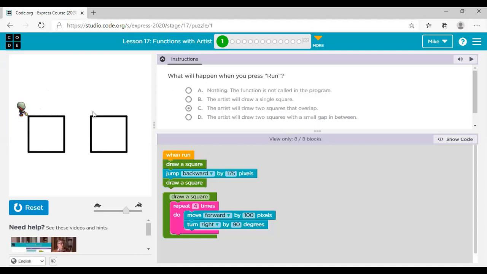And I see only Taryn. There we go. Thank you, Taryn. Yes, guys, the gap in between the two squares is 75 pixels. Remember, we jumped 175, that we see over here, and then we moved forward by 100. So the gap in between is 75 pixels. Well done, Taryn. That's the only answer I got. So good job. Let's move on to puzzle number 2.